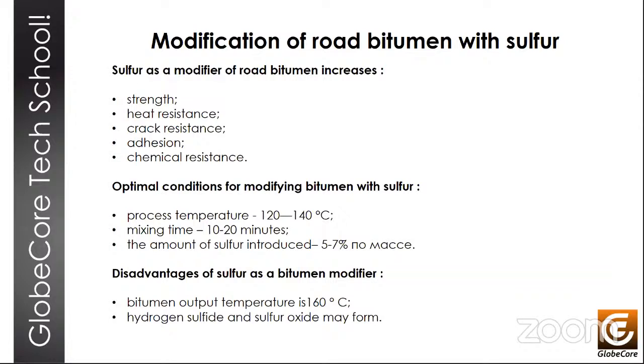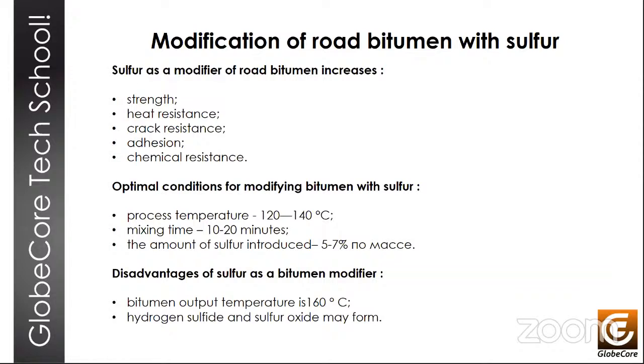But the optimal conditions for modifying bitumen with sulfur are as follows. The process temperature should be within 120 to 140 degrees C. Mixing time should be approximately 10 to 20 minutes. That depends obviously on the amount of sulfur that we introduce. And the amount of sulfur being introduced is usually 5 to 7% by mass. The modification significantly improves such parameters as extensibility, as much as a 22% increase at 25 C and a 40% increase at 0 degrees centigrade. It improves elasticity by 20% and also improves adhesion to minerals.